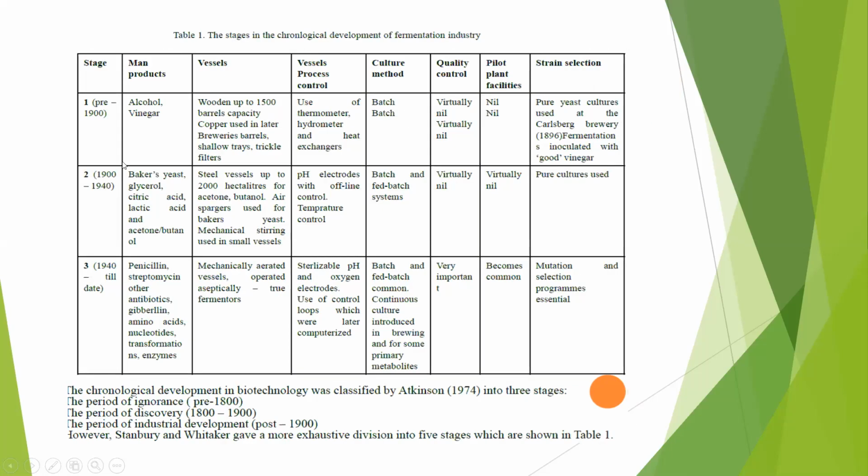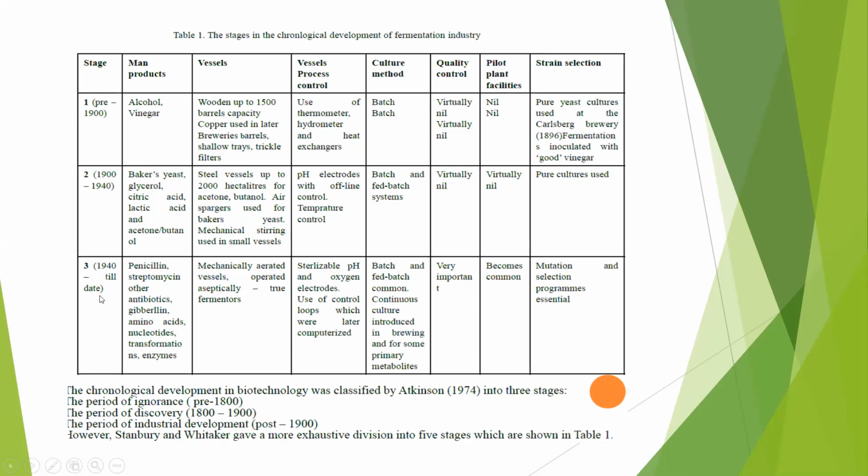The next is 1900 to 1940, when they started producing baker's yeast, glycerol, citric acid, lactic acid and acetone butanol. The vessels used are steel vessels up to 2000 hectoliters for acetone butanol, and air spargers for baker's yeast, with mechanical stirring. Then pH electrodes with offline control, batch and fed batch systems. Quality control was not there; pilot plant facilities, strain selection and pure cultures were used.